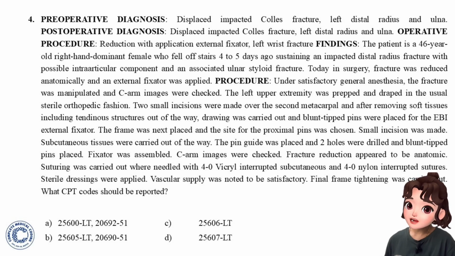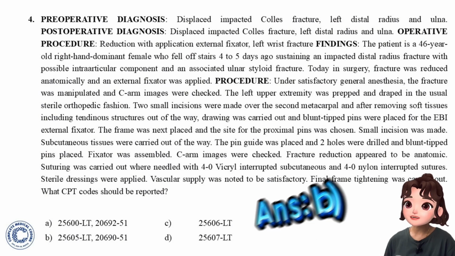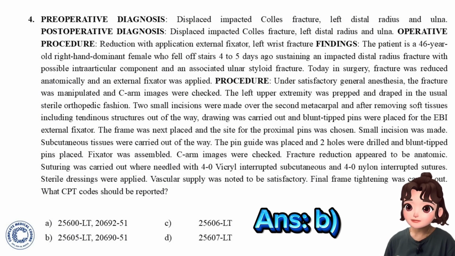And you also got the correct answer as option B, because 25605 is only in option B. So of course that will be the answer. You have to append it with the modifier LT to show that it's a left distal radius fracture. And what is the other code? The second code, 20690, of course, will be the code for the external fixation. You don't have to check it out. For now I will just read out what it is, but you can directly mark the answer as option B.